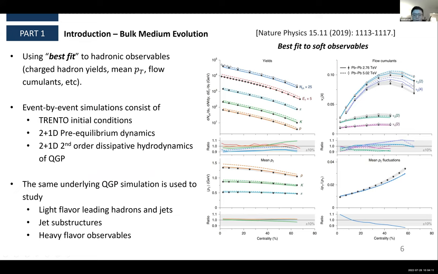So to study the partonic energy loss, we must first have a description of the bulk medium. And this bulk medium is currently simulated using mainly three models, which are the Trento initial condition model, a 2+1D pre-equilibrium dynamics model, and a 2+1D viscous hydrodynamics model. And we use the best fit of the simulations to hadronic observables, which is shown on the right hand side, that consists of charged hadron yields, mean PT, flow coefficients, etc. And currently this underlying QGP simulation is used to study both light flavor observables and also heavy flavor observables.